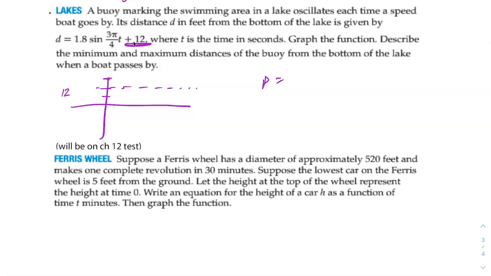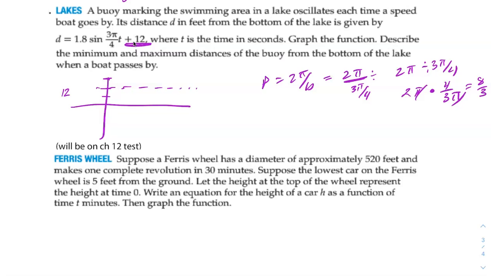Period equals 2 pi over b. So in this case, my period is 2 pi over 3 pi over 4. I know that looks disgusting, but remember, this is just a divide sign. So just rewrite it: 2 pi divided by 3 pi over 4. So that's 2 pi times the reciprocal. Look what happens. The pi's cancel. I get 8 over 3. Not much better, but that's 8 over 3.